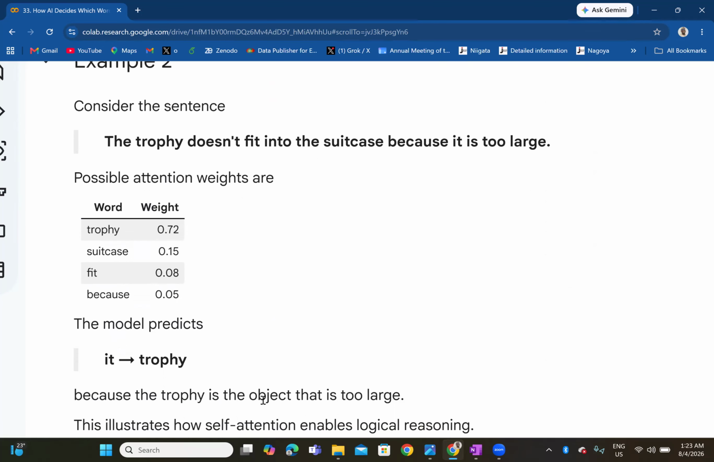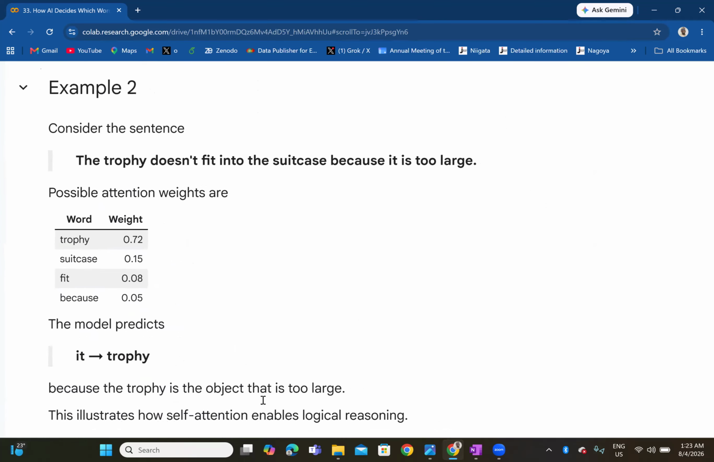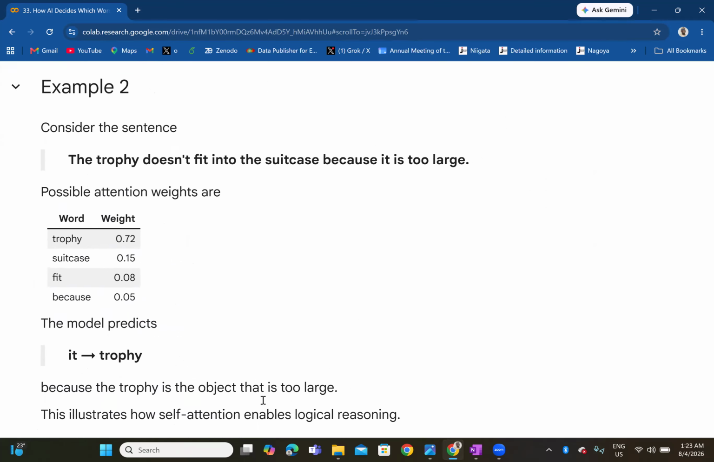And then we have example 2. Consider the sentence, The trophy doesn't fit into the suitcase because it is too large. Is it the trophy that is too large or the suitcase? Now, possible attention weights are for trophy 0.72, suitcase 0.15, fit 0.08, because 0.05.